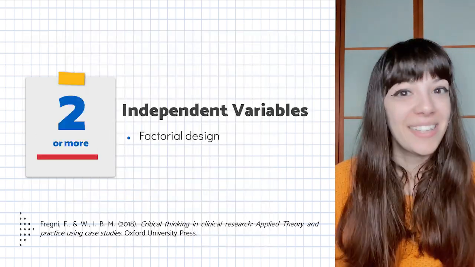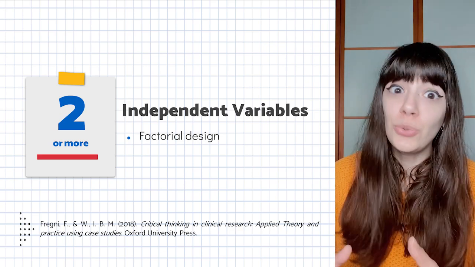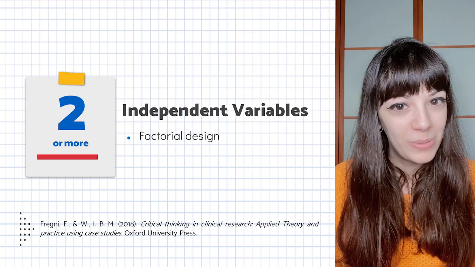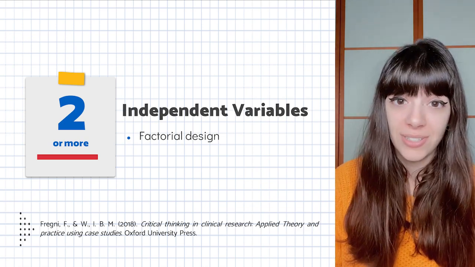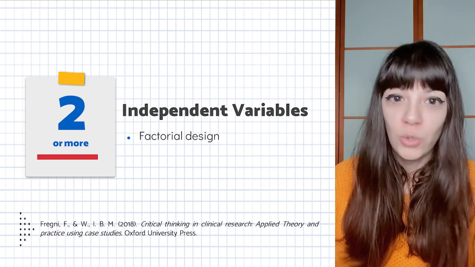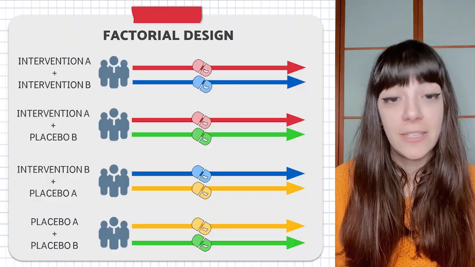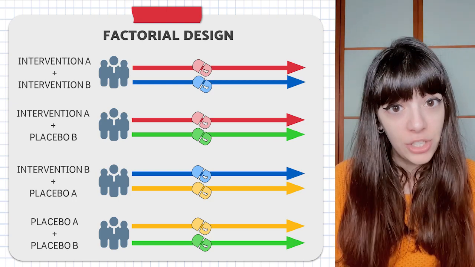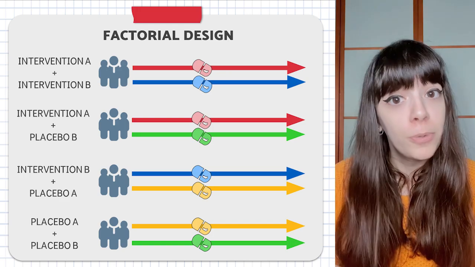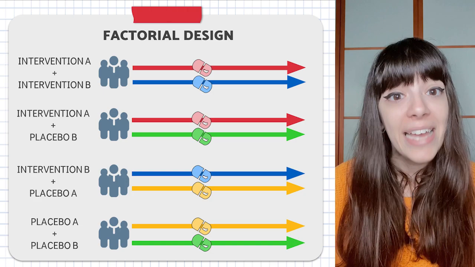As I explained before, parallel study design can also have two or more independent variables. That means two or more experimental interventions. This is the case of the factorial design. You will find the factorial design described as the 2x2 or 3x3 factorial design. This picture in particular depicts the 2x2 factorial design. Each group receives two treatments at the same time.